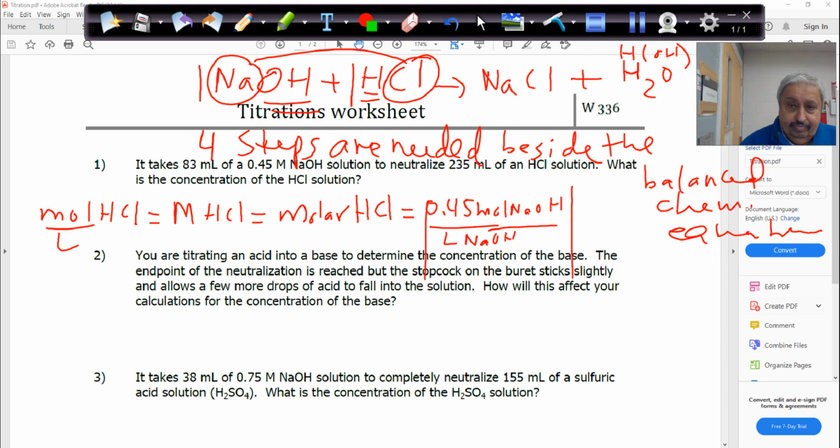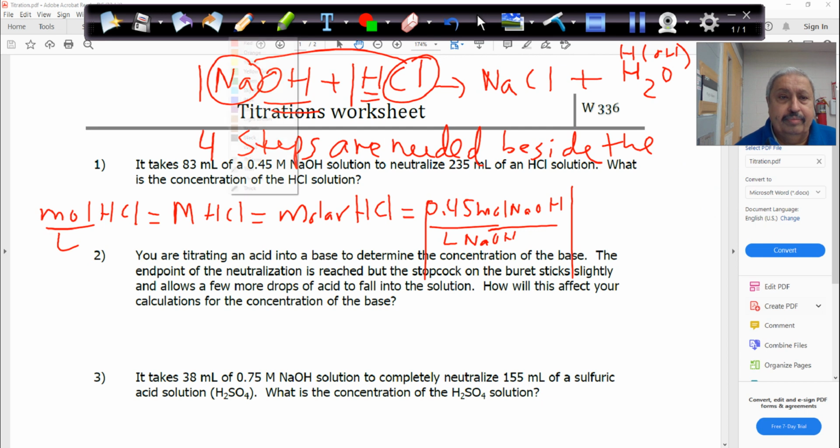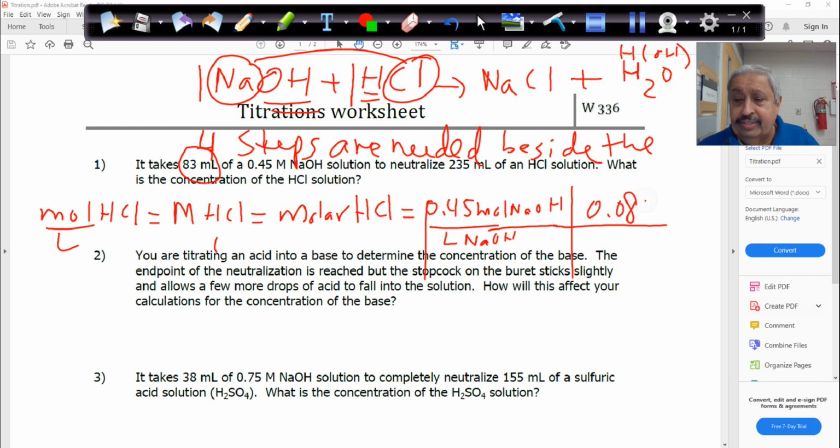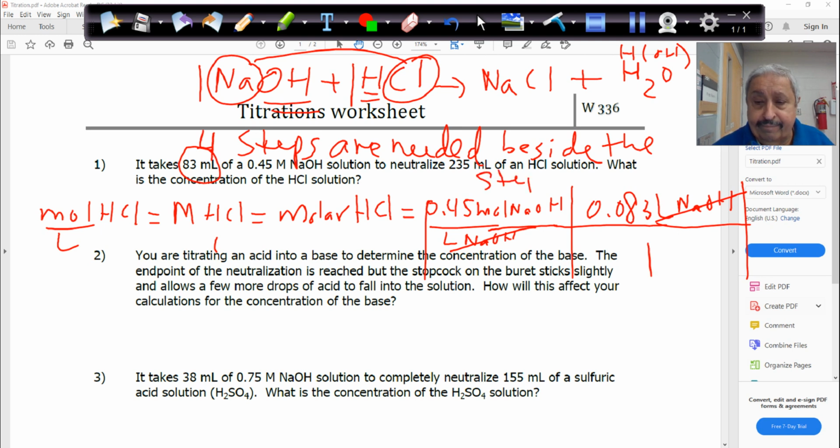Step 2. Can I take the balanced equation out? I'm taking this one out so you can see. Step 2 here: I have to get rid of the liter of sodium hydroxide. I have 83 mL, correct? Converted into liters, 0.083 liter of sodium hydroxide. Liter sodium hydroxide cancels out. That's the second step.